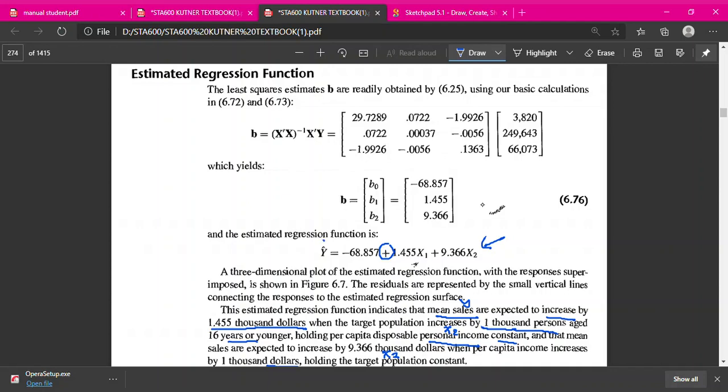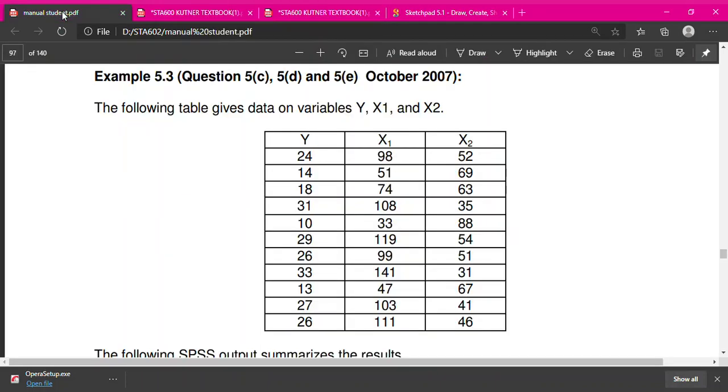Jangan lupa letak hat dekat sini sebab ianya notation untuk estimated regression function. Sebab kita dah estimate beta, so we can estimate the value of Y hat using this equation ataupun this model. And then of course you need to know how to interpret the value for beta 1 dan juga beta 2. Okay, so let's see the example here.